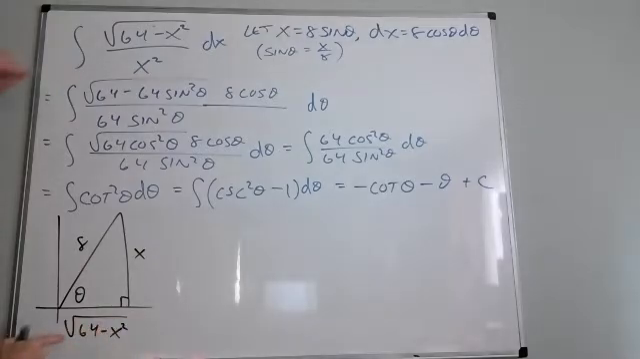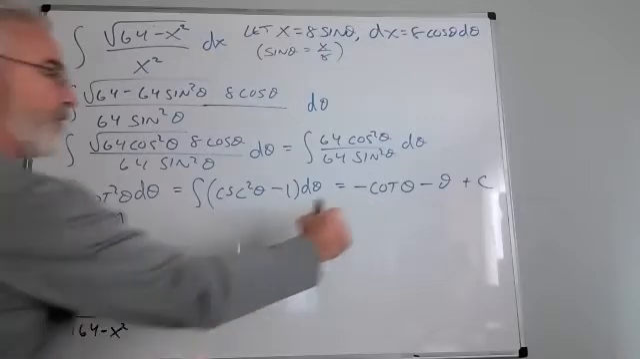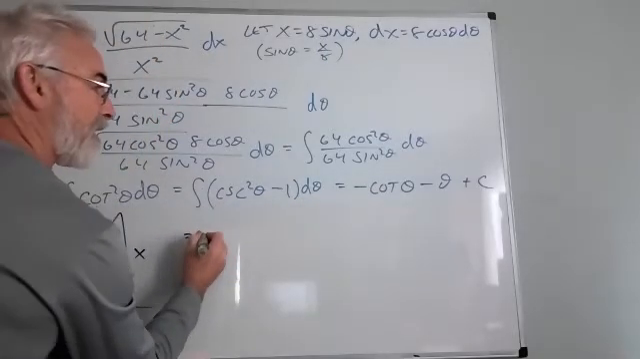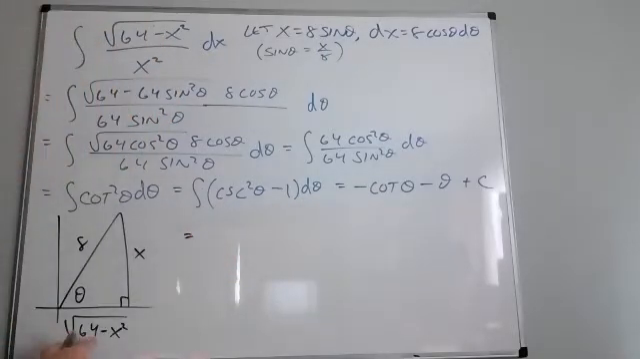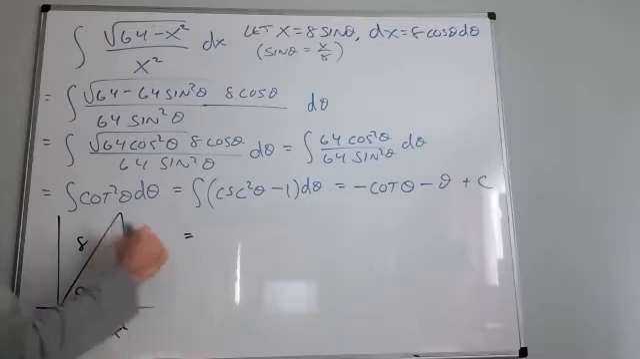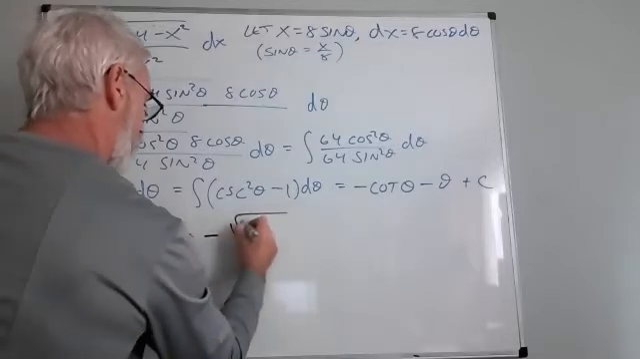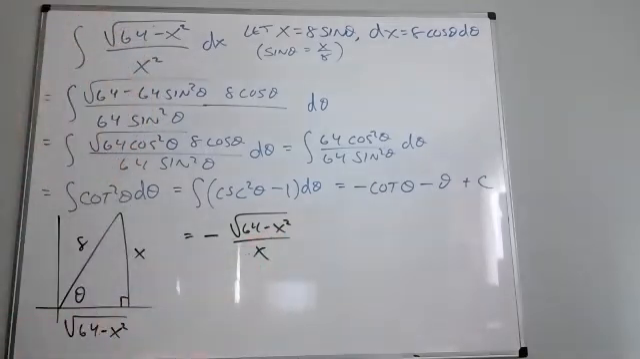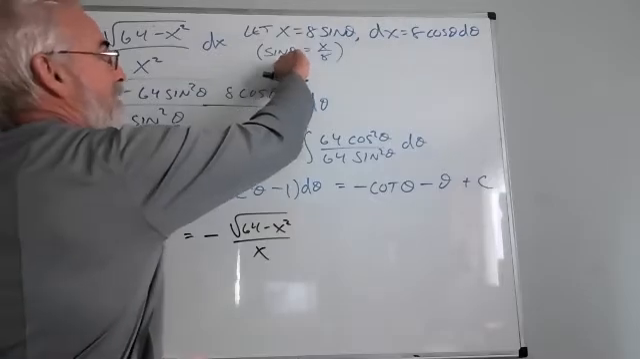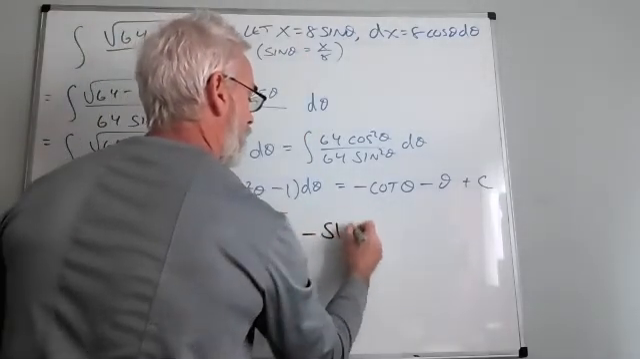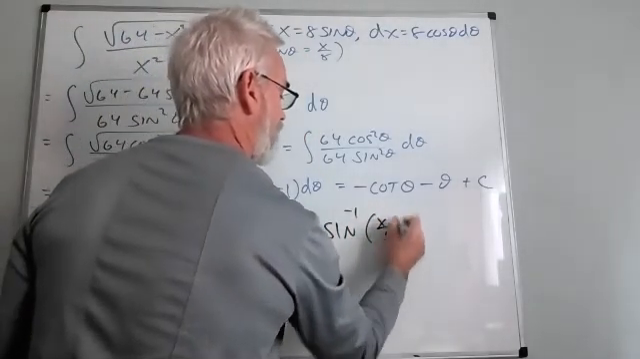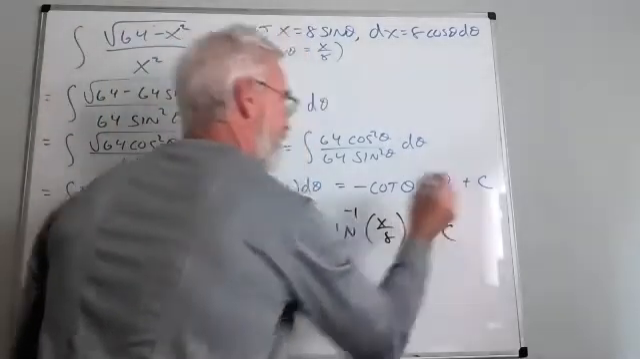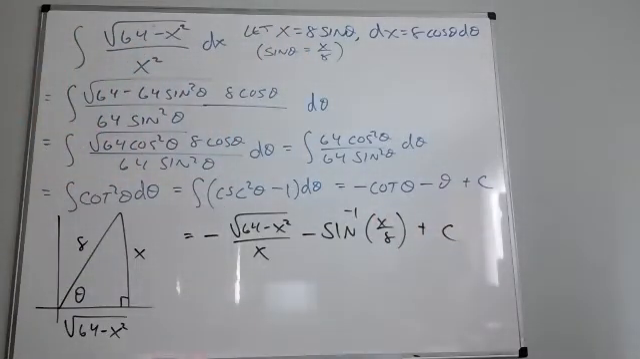Now, it's no coincidence that I see that root as part of the problem. So now when I substitute back, the cotangent would be this position over this position. So that would be negative root 64 minus x squared over x, minus theta. But what would theta be? Theta would be the inverse sine. So minus the inverse sine of x over 8, or 1/8 x, plus c. And there is my final answer.